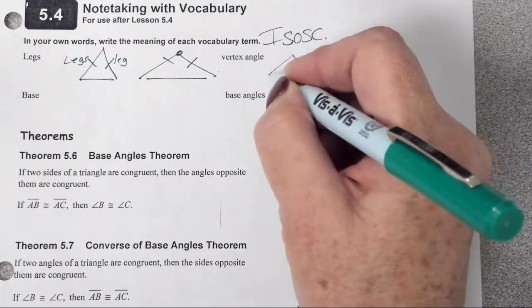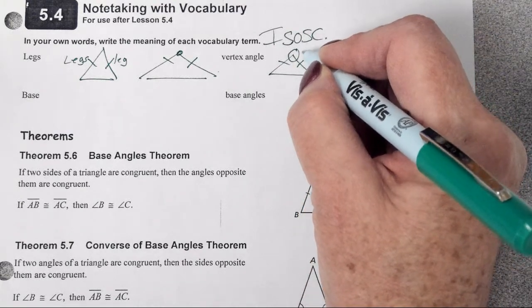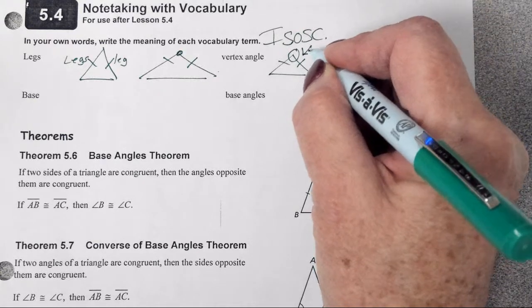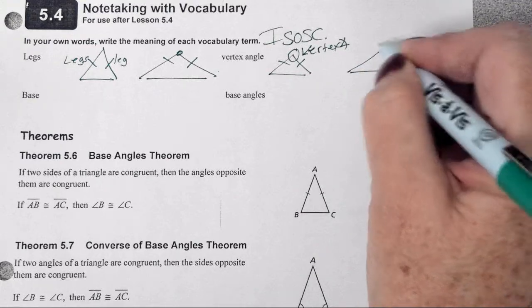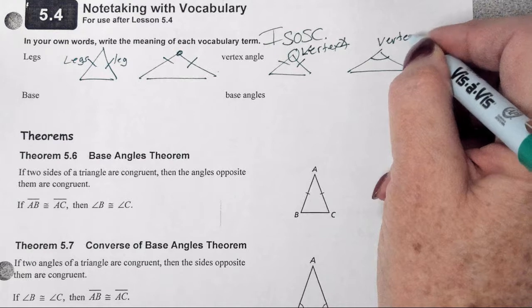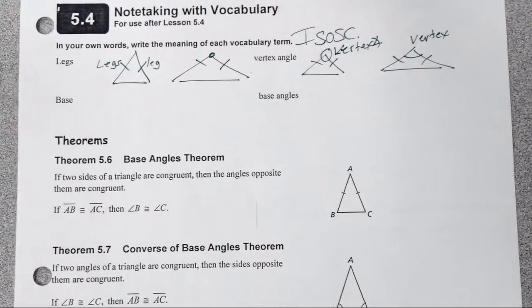Then vertex angle is the angle where the two sides connect. So when the two legs come together, then that is the vertex angle. Same with obtuse triangle. If we look at that obtuse angle, that's the vertex angle. And those are the two legs.